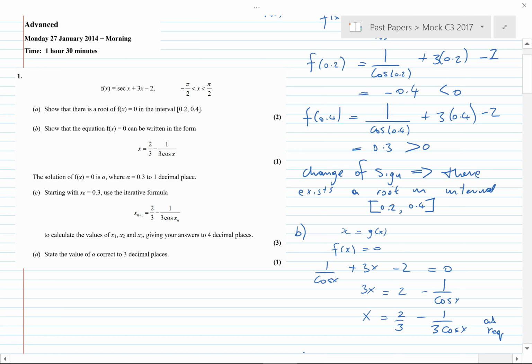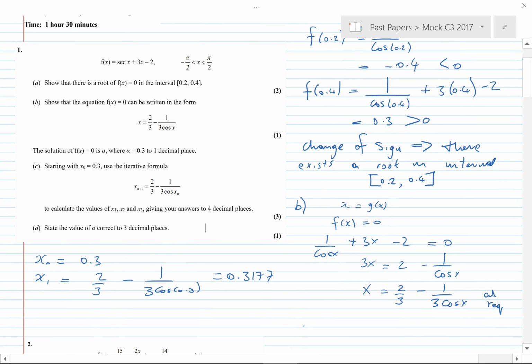Okay, so that's part B done. Now the next bit is just using this iterative procedure, this formula. x0 is what's given. To work out x1, we just put it into this formula. So that's 2/3 minus 1 over 3 cos 0.3, and that equals 0.3177. And it does say 4 decimal places, so we better give 4 decimal places.